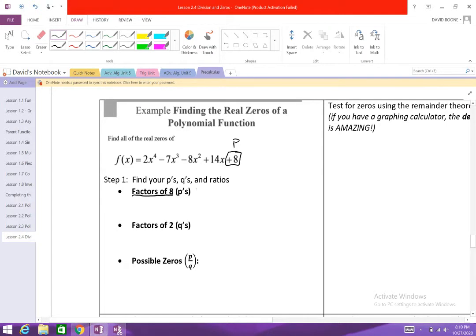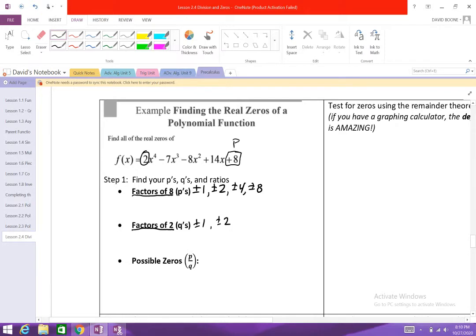So all the numbers that go into 8: plus or minus 1 goes into 8, plus or minus 2 goes into 8, plus or minus 4 goes into 8, and also plus or minus 8 goes into 8. Then I've got to look at all the q's. The leading coefficient here is 2, so I'm going to look at all the factors of 2. All the factors of 2 are plus or minus 1 and plus or minus 2.